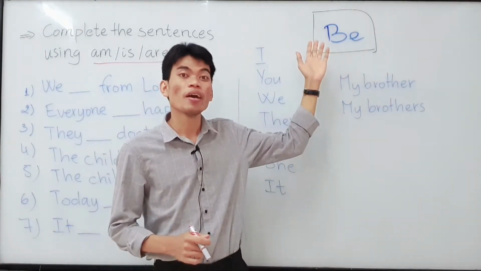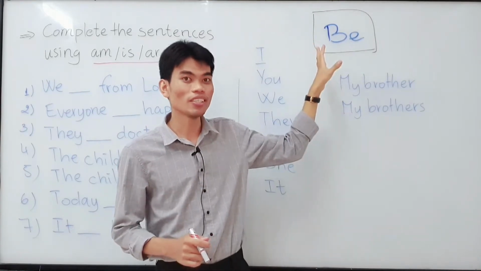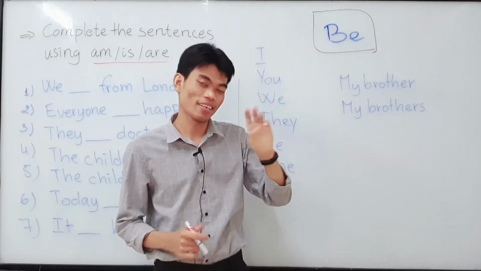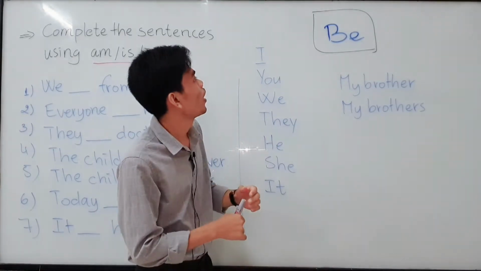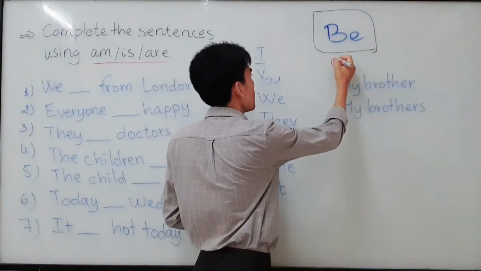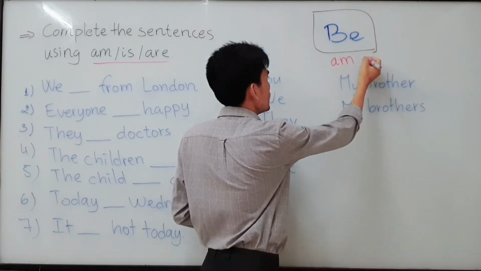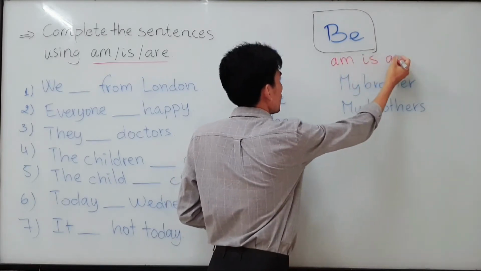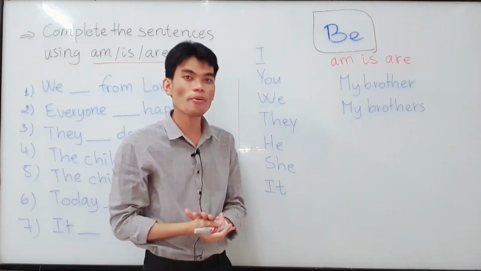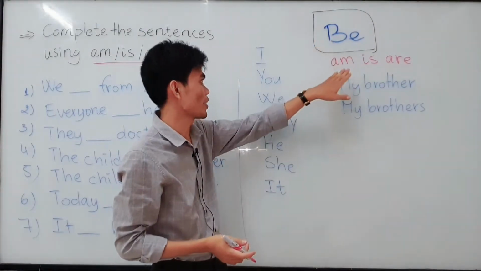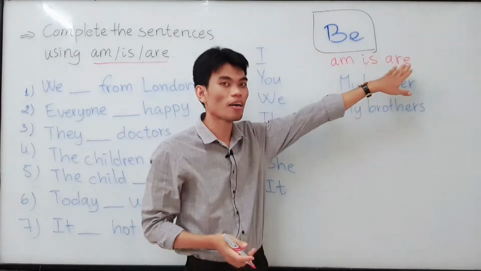The verb be in the present has three forms. What are they? Am, is, are. So in the present, the verb be has am, is, and are.